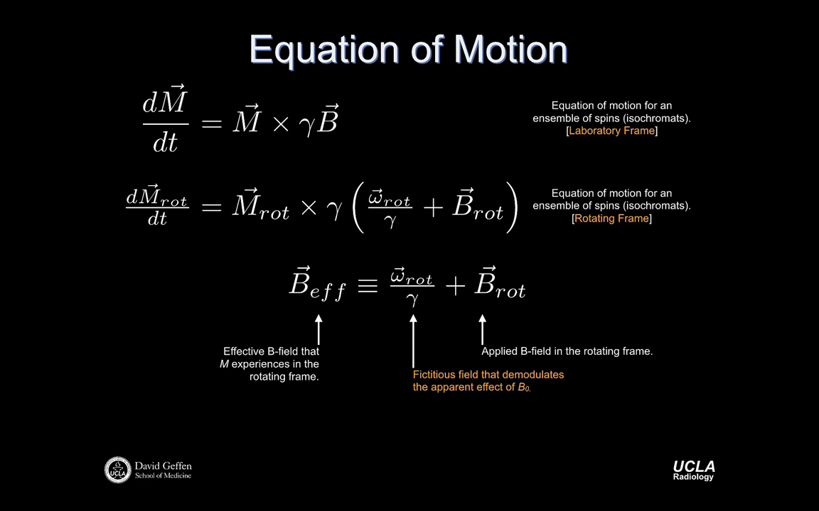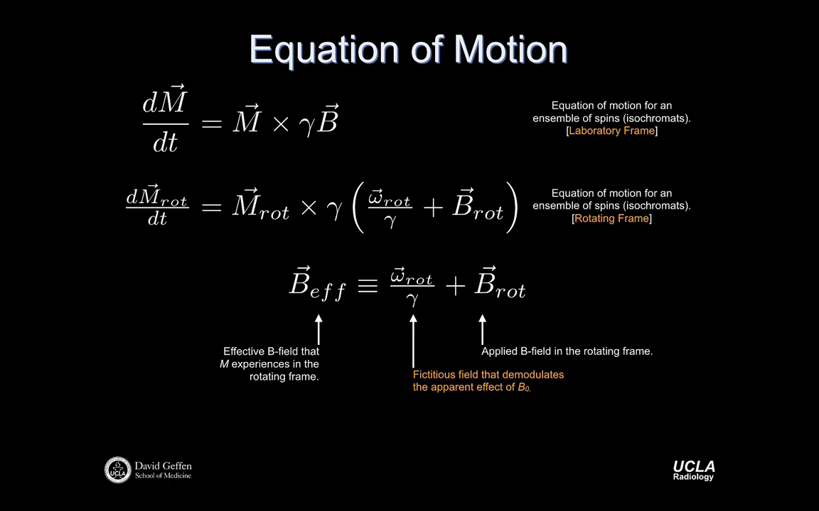So, you know, what do we build systems in? The lab frame, right? That's what we're able to do. We're able to build things in the lab frame. Mathematically, the rotating frame is more convenient. So what's the B field in the rotating frame? Well, it's the sum of two things. It's the sum of this so-called fictitious field. And this fictitious field, it's always going to be there. Anytime you're dealing with trying to figure out what's B effective, you're always going to have that term. And so that's this fictitious field that effectively demodulates the effects of this B0 field.